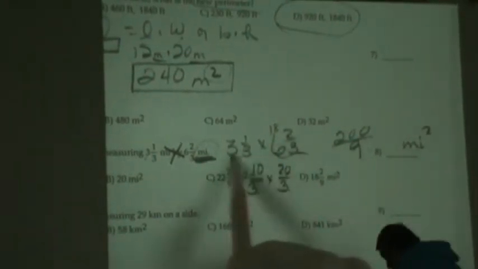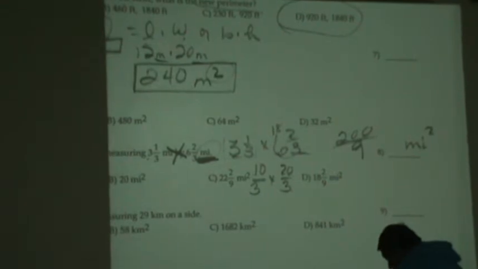Okay, change that back into a mixed number. 200 divided by 9 is 22 and 2 left over, 2/9. 22 and 2/9 miles squared. I'm going to put it down here. Square miles.